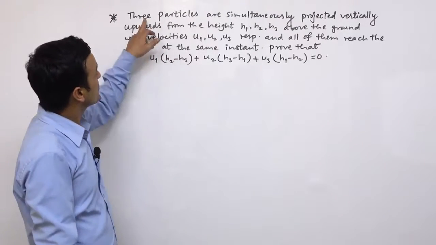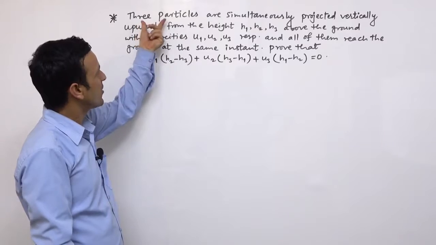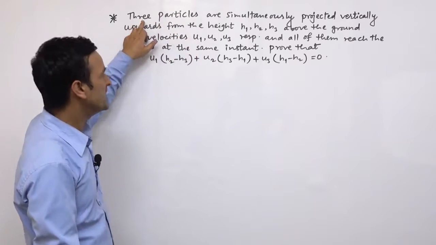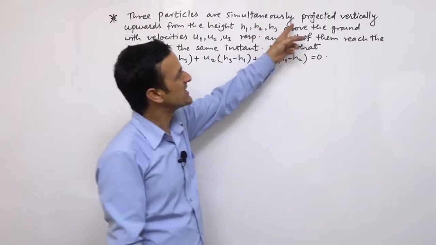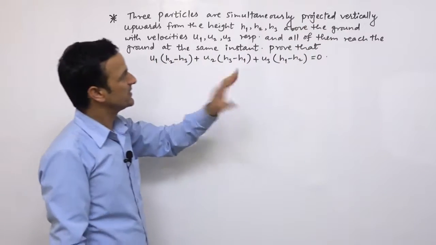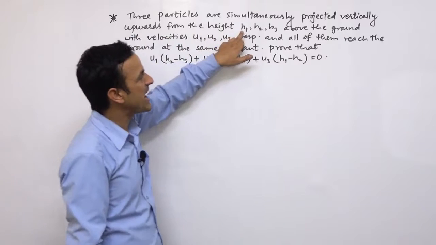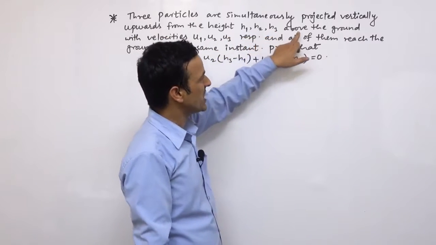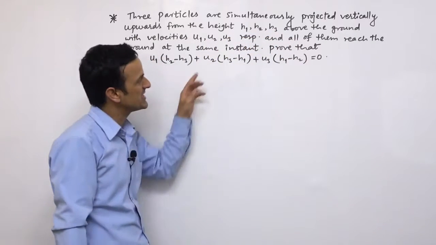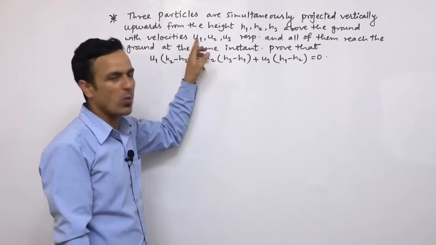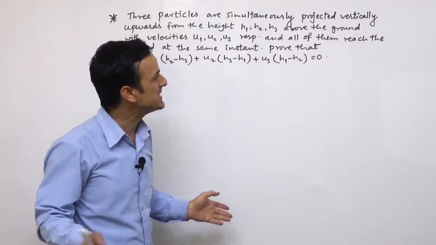Okay, we have this question now. Now let's understand what the question is. Three particles are simultaneously projected. I mean, three particles are projected from the height h1, h2 and h3 above the ground with velocities u1, u2 and u3 respectively.